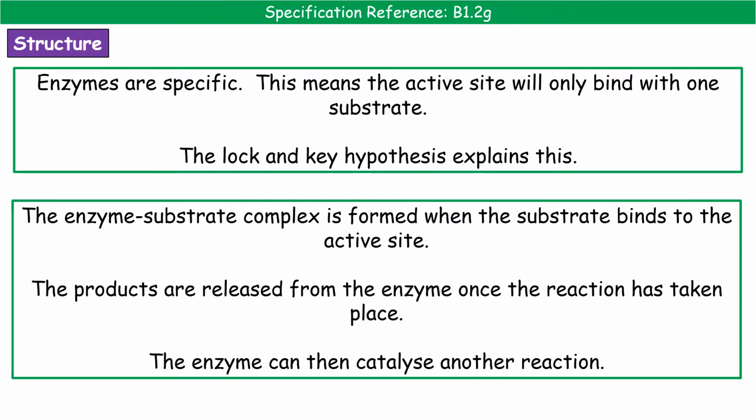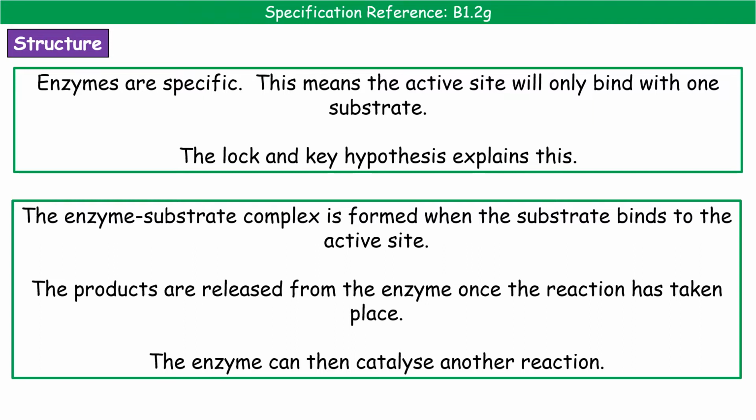Because the active site matches to the substrate, then what we can say is that enzymes are specific. They will only bind to a specific substrate because the active site and the substrate have to be complementary. We can explain this with something we refer to as the lock and key hypothesis. And by that, what we mean is if you think about a lock and a key, the key is the complementary shape to the individual lock. So one key will open one lock, but it won't open every lock in the world. Same idea with the enzymes.